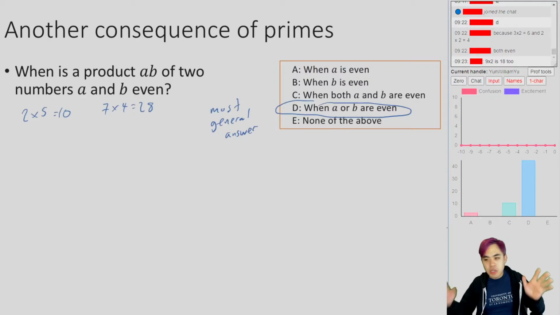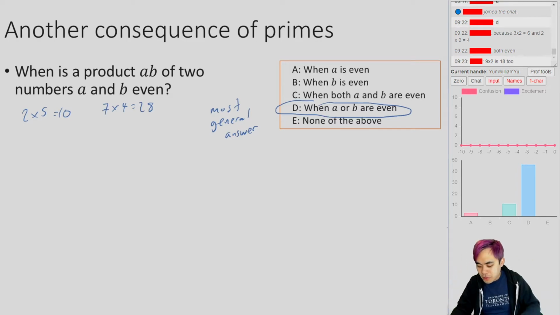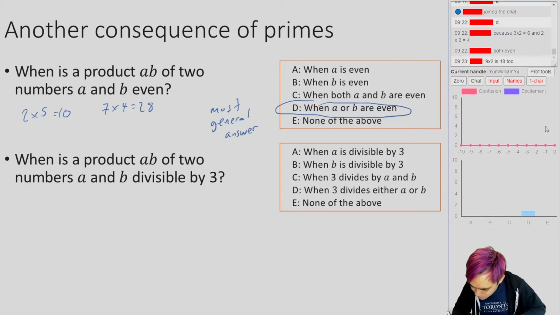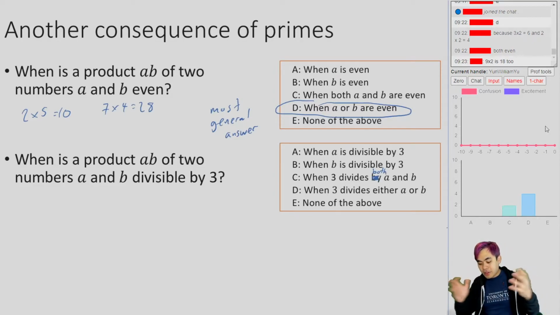Okay, so now we've done that. Let's do another one. Let's zero out the chat again. What about a product AB of two numbers? When is a product AB of two numbers A and B divisible by 3? Is it when A is divisible by 3? Is it when B is divisible by 3? Is it when 3 divides both A and B, or when 3 divides either A or B?